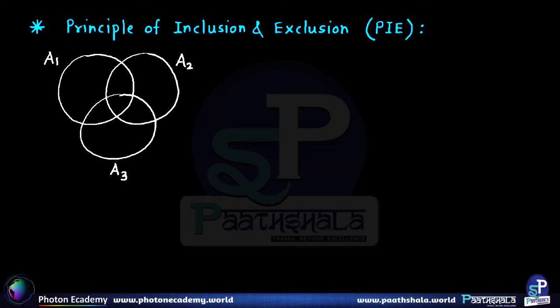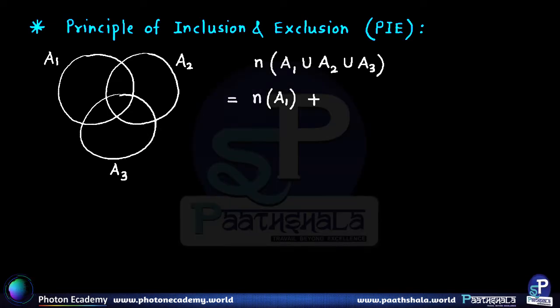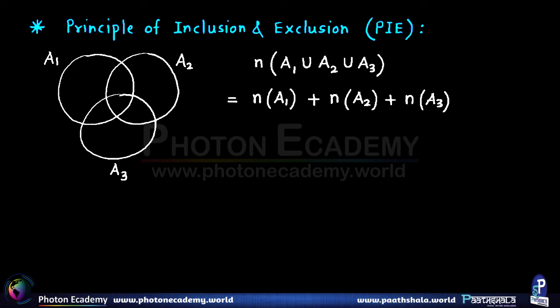And suppose we are interested to know how many elements are there in the union of all these three sets. So that is n of A1 union A2 union A3. Now, by a crude approximation, we may first add up all the elements in the individual sets, that is n of A1 plus n of A2 plus n of A3. Now in this process, we have actually double counted the areas which are common to the pairs of the two sets each out of the given three sets.